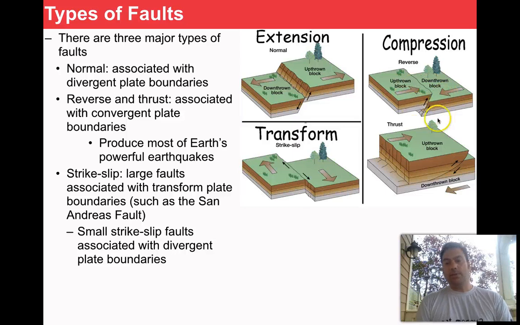In the case of a thrust fault, it's a low-angle fault. So here's the up-thrown block, and it's riding up a low-angle ramp. Here's that ramp right down here. Okay, so this is a thrust. This is just a typical reverse.